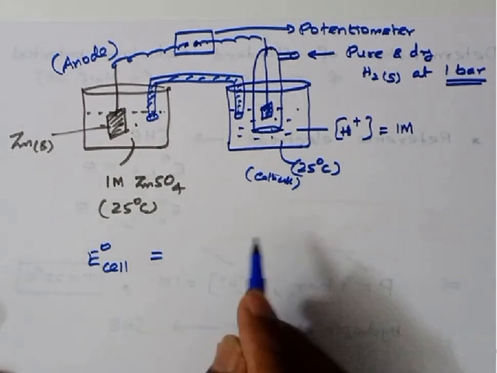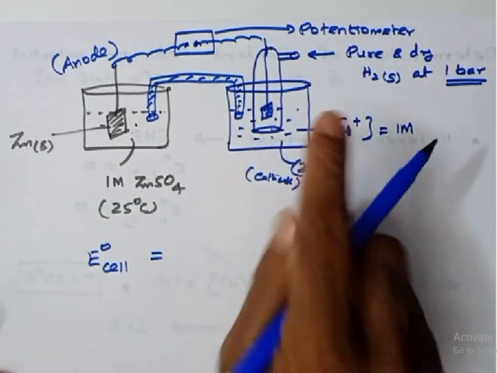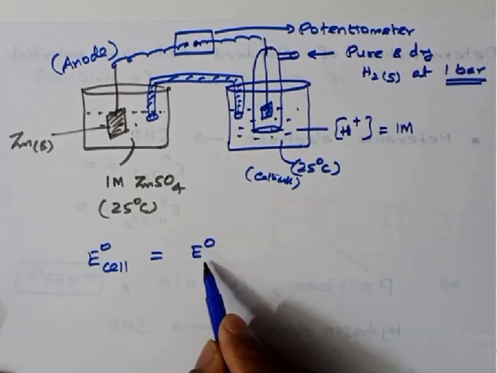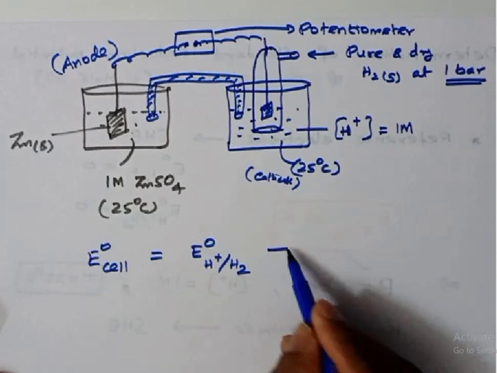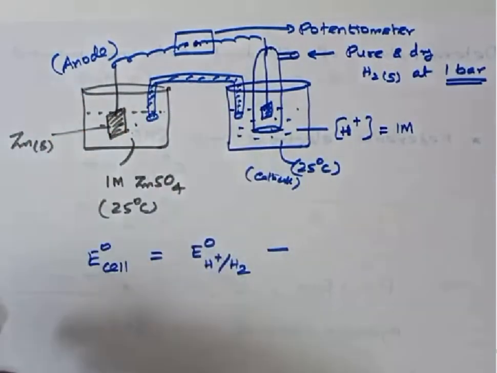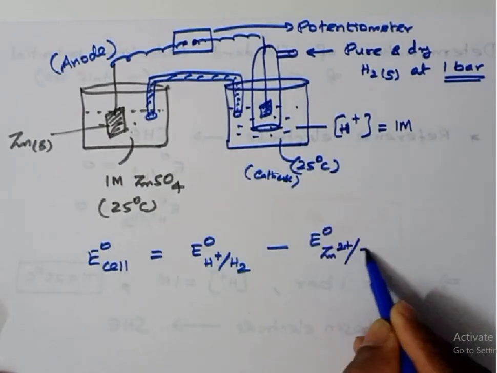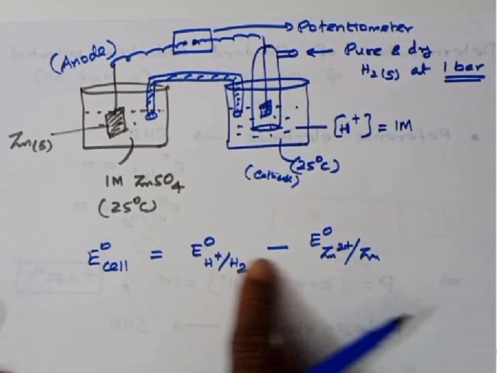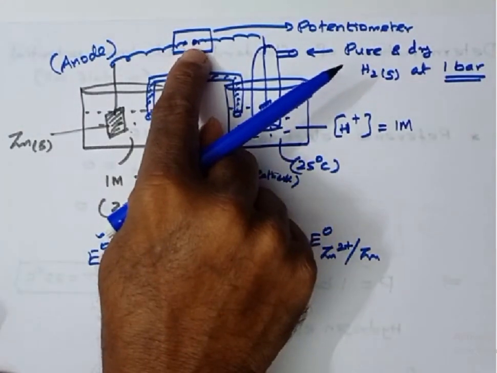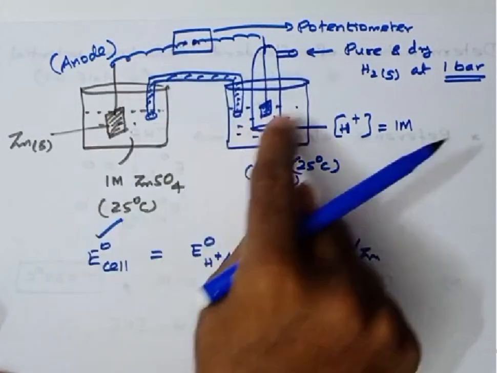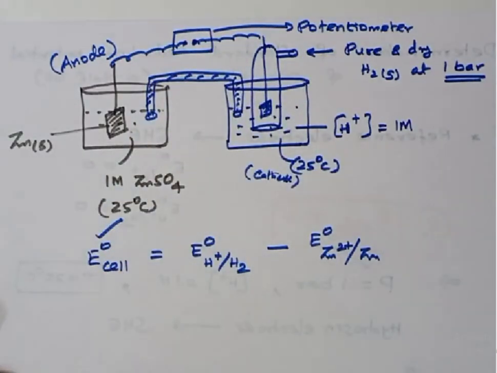You know very well the formula for standard cell potential is the standard reduction potential of cathode, reduction meaning H plus becomes H2, minus the standard reduction potential of anode, that is E naught, Zn2+ becomes Zn. The difference between these two is nothing but the cell potential. We can determine this experimentally using this arrangement. Whatever potential appears in the potentiometer is nothing but the standard cell potential.